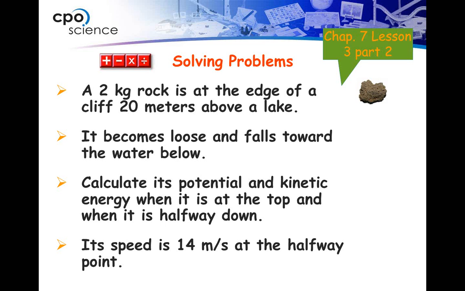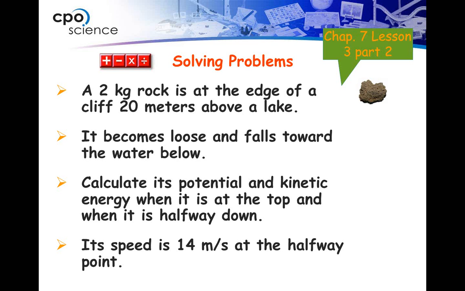So we're going to begin by solving some problems dealing with kinetic and potential energy. Here's the example. A 2-kilogram rock is at the edge of a cliff 20 meters above the lake. It becomes loose and falls toward the water below. Calculate its potential and kinetic energy at the top and halfway down. Its speed is 14 meters per second at the halfway point.